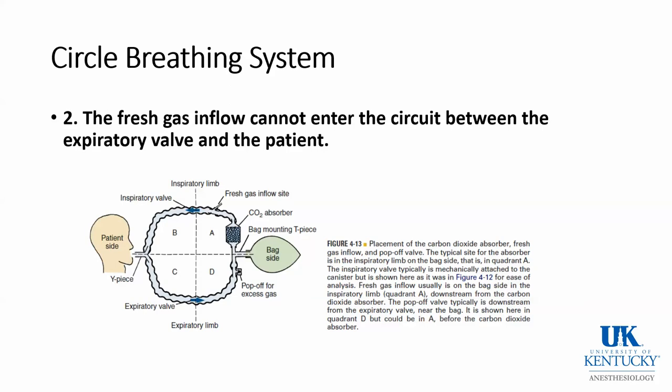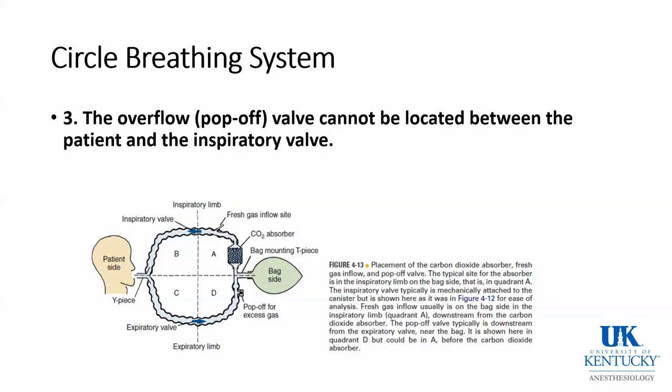Number 2, the fresh gas inflow cannot enter the circuit between the expiratory valve and the patient. Here is the fresh gas flow entering in quadrant A, which satisfies this rule. Number 3, the overflow or pop-off valve cannot be located between the patient and the inspiratory valve. This is the patient, this is the expiratory limb, the expiratory valve is on the expiratory limb. It's pretty straightforward.